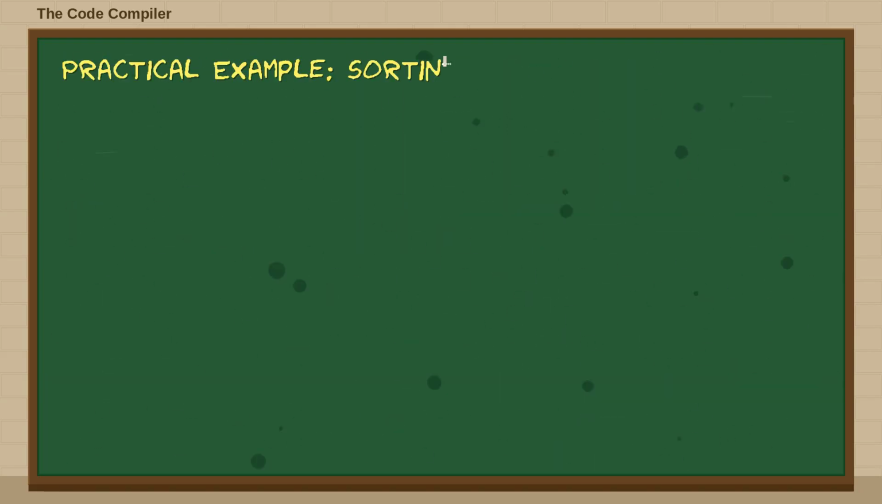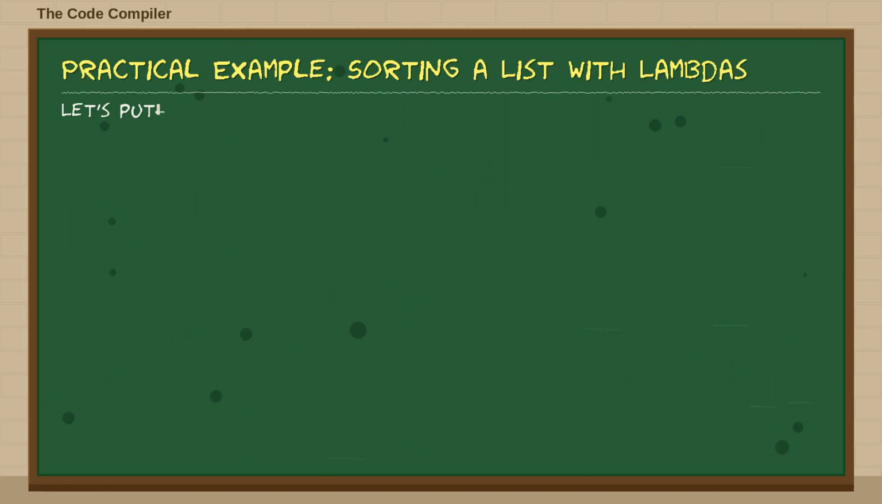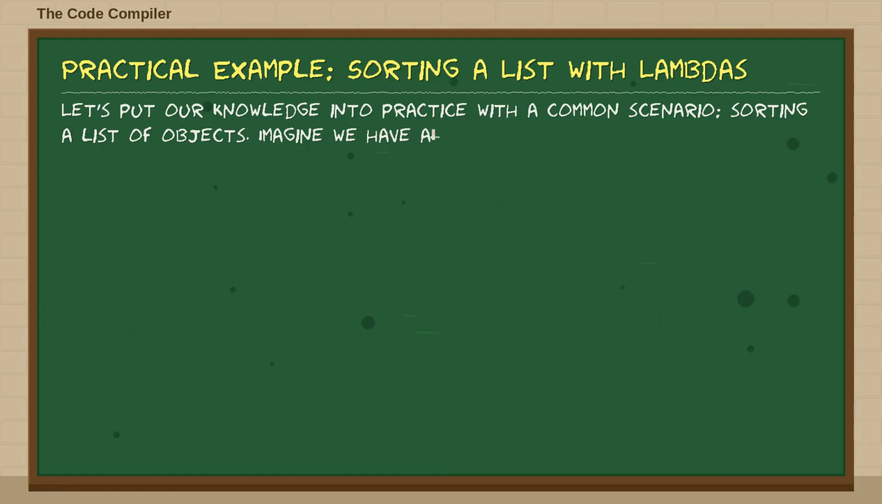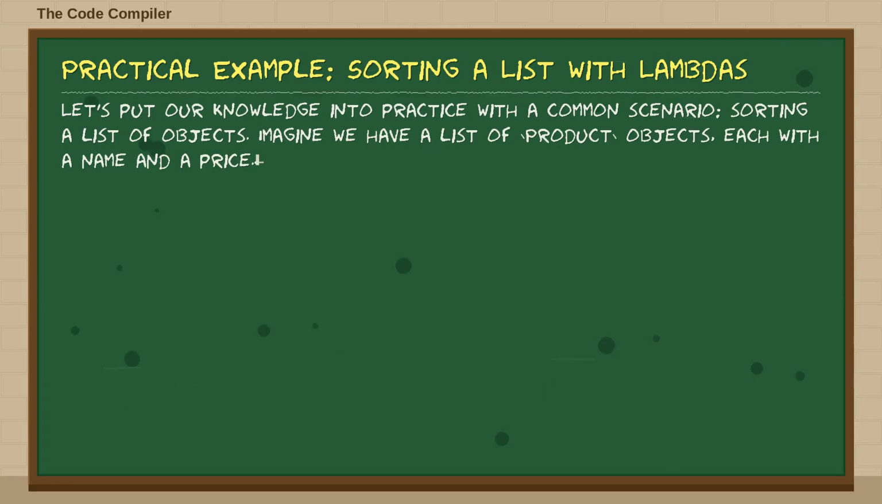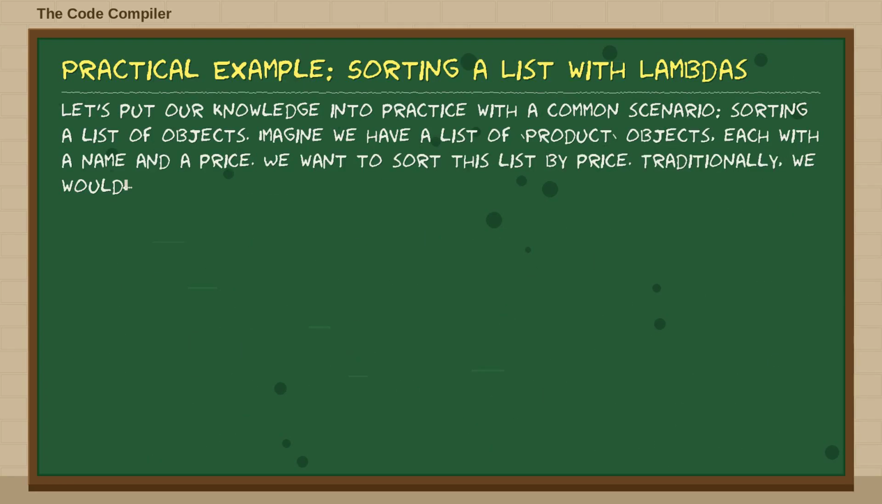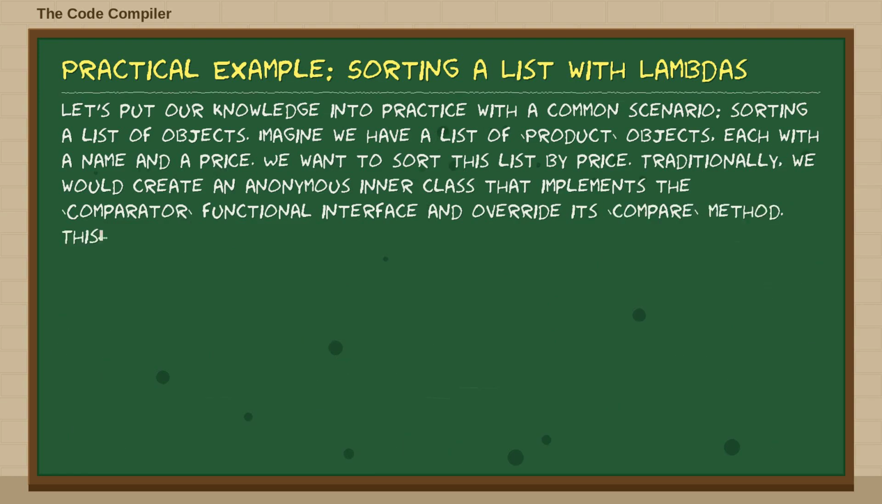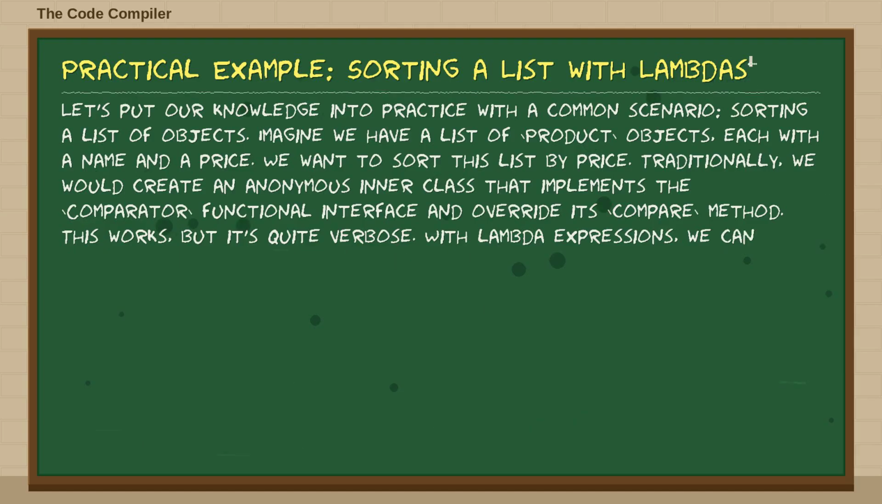Let's put our knowledge into practice with a common scenario, sorting a list of objects. Imagine we have a list of product objects, each with a name and a price. We want to sort this list by price. Traditionally, we would create an anonymous inner class that implements the Comparator functional interface and override its compare method. This works, but it's quite verbose.